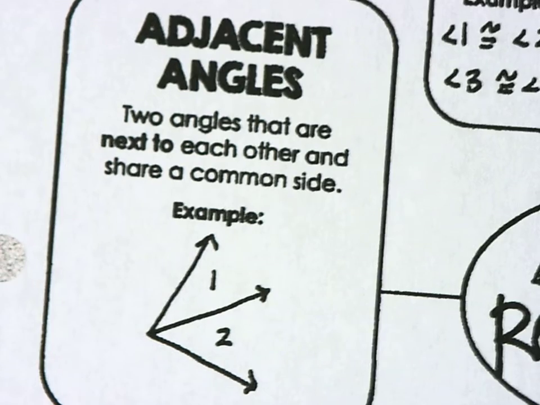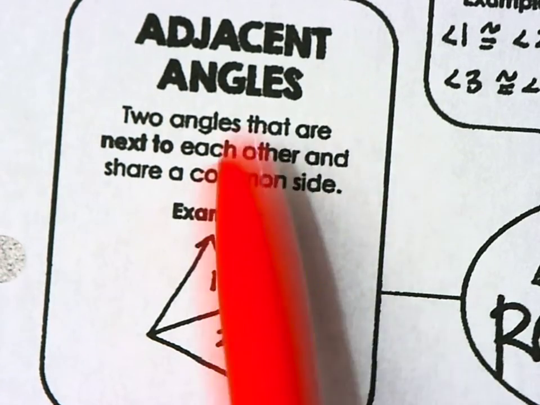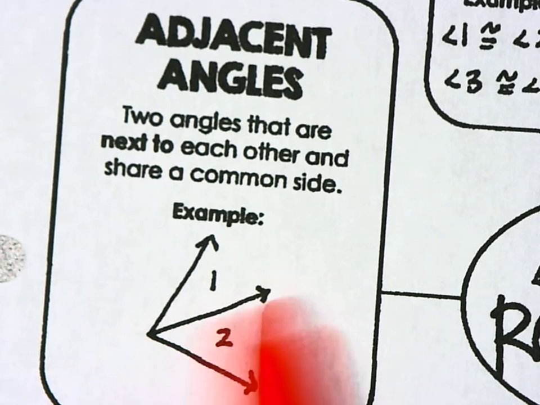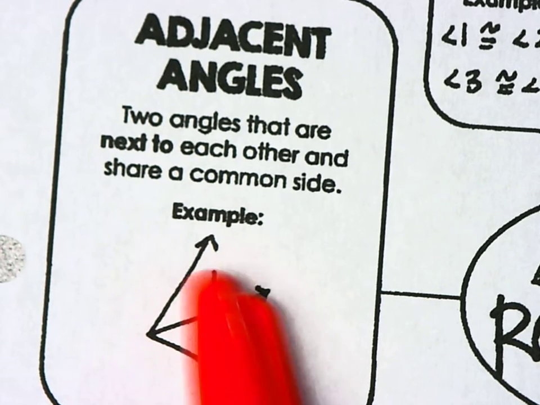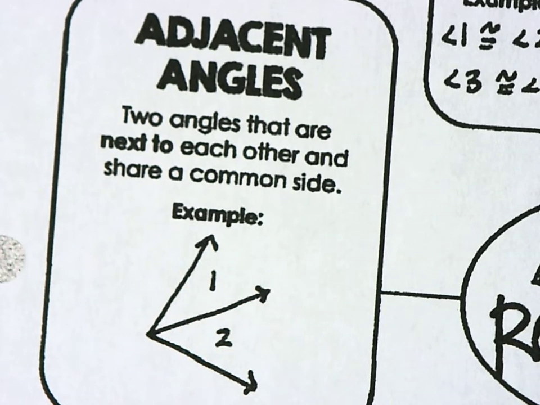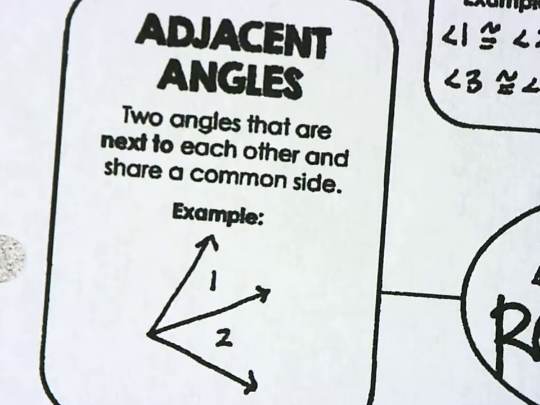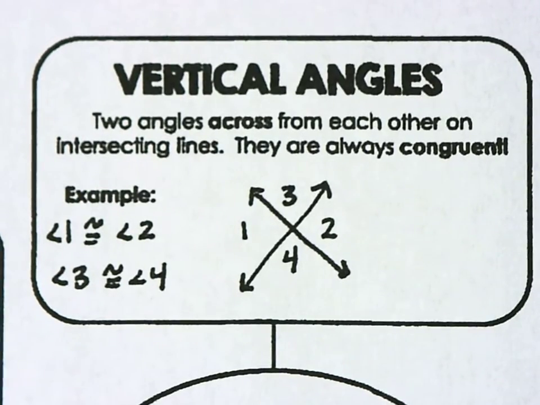All right, so the first term for angles I want to talk about is adjacent. Adjacent is just two angles that share the same ray. They're just side by side. It's kind of like saying, 908 and 910 at Sickles are adjacent classrooms. They're side by side. We share a wall. So it's two angles that share a ray. That's adjacent.